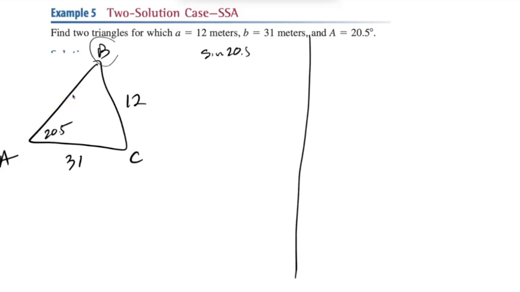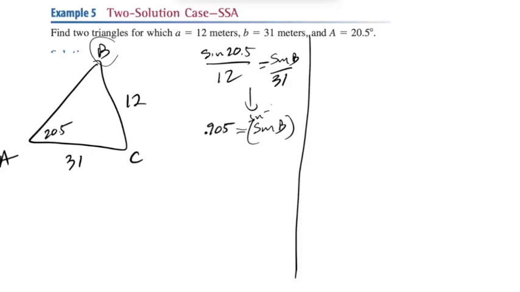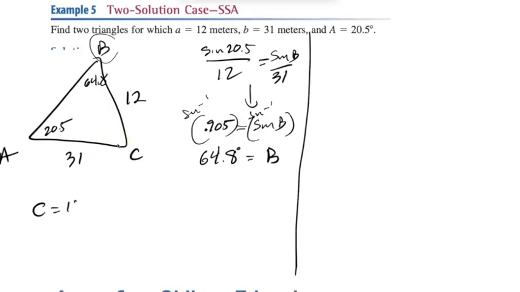So I'm going to do sine on top over 12 equals sine of B over 31. I'll just skip down to sine of B equals 0.905. And then sine inverse both sides, and I get 64.8 equals B. That's over there. And then we could do the same thing as always. We want to find C. C is going to be 180 minus those two, which is 94.7.